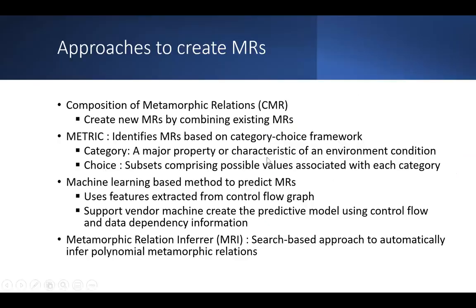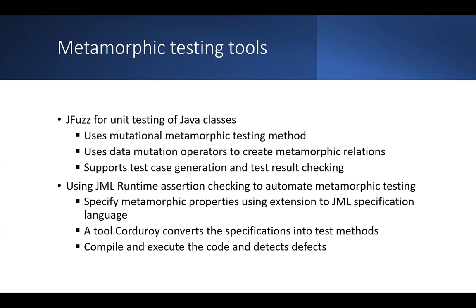Currently there are techniques or approaches to systematically create metamorphic relations. One such approach is to combine the existing metamorphic relations and form a new metamorphic relation, which can be used for testing. This approach would reduce the testing effort and time. There are also machine learning based methods and methods to automatically infer polynomial metamorphic relations using a tool known as metamorphic relation inferer. As per a recent survey on metamorphic testing, the tools currently available are both Java-based. One is JFuzz for the unit testing of Java classes, and the other is based on Java Modeling Language runtime assertion checking.